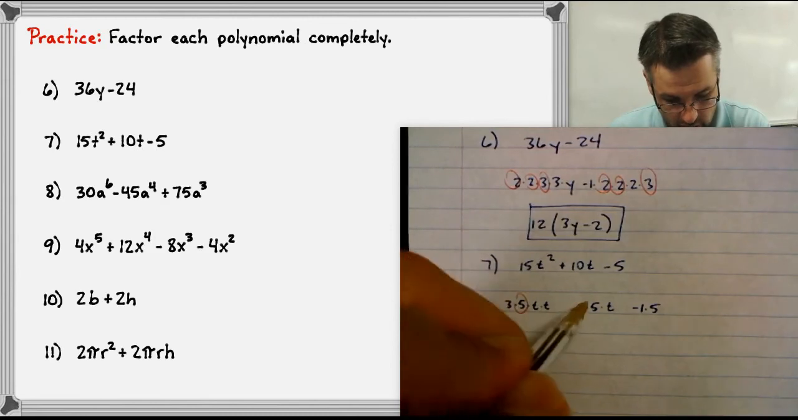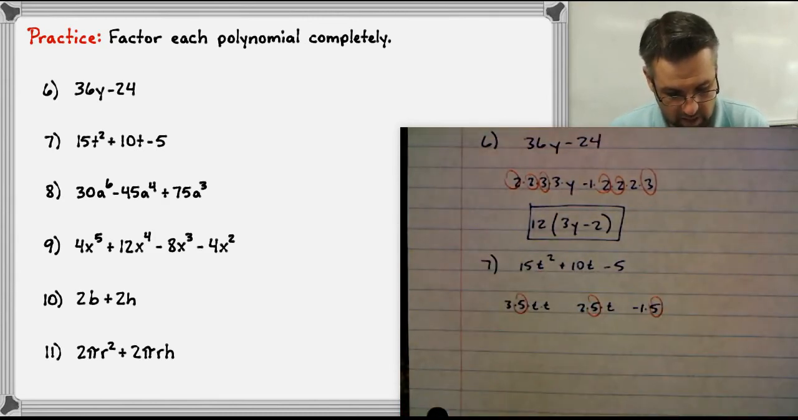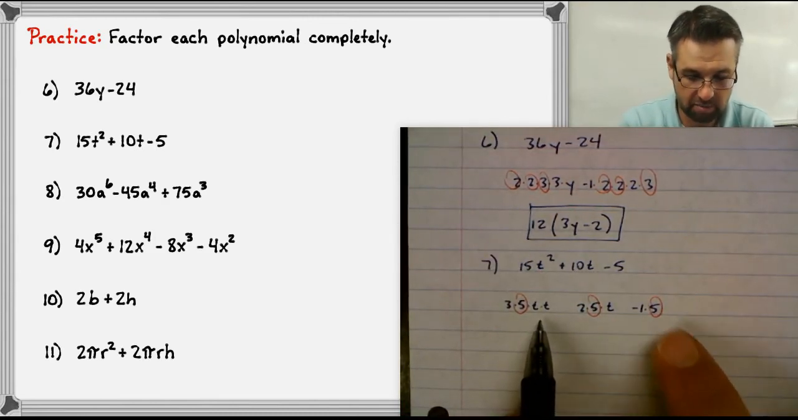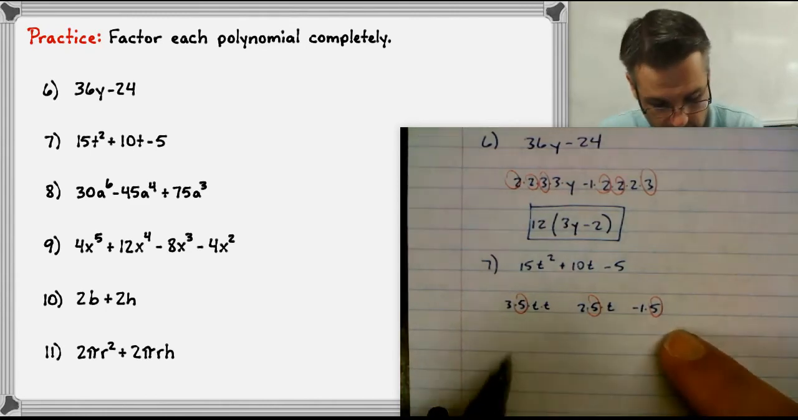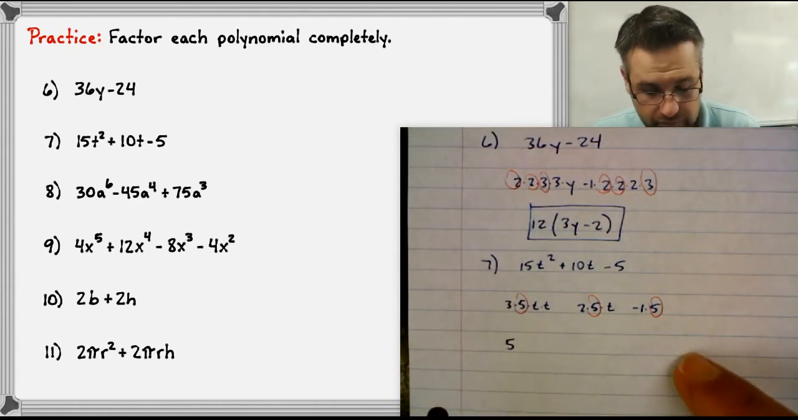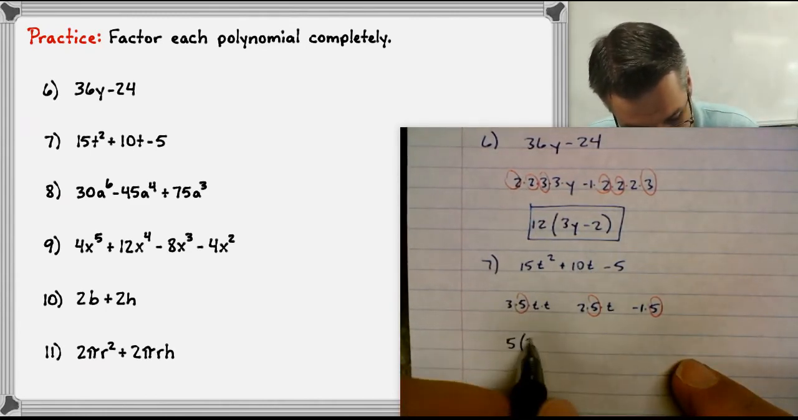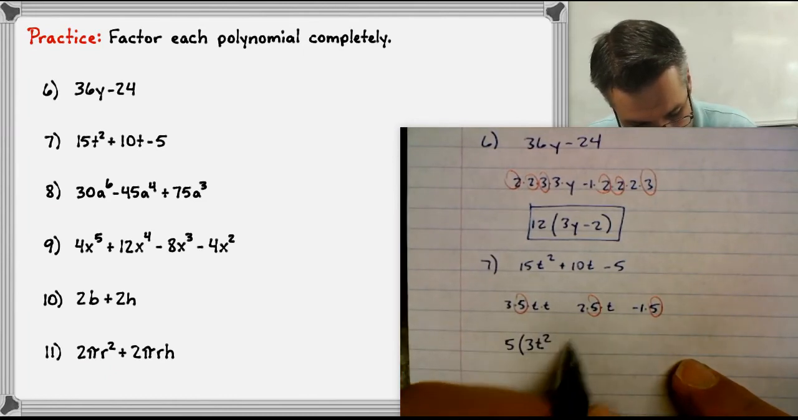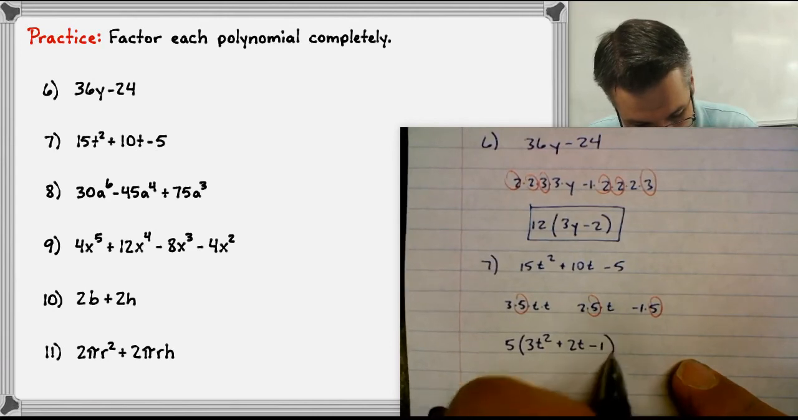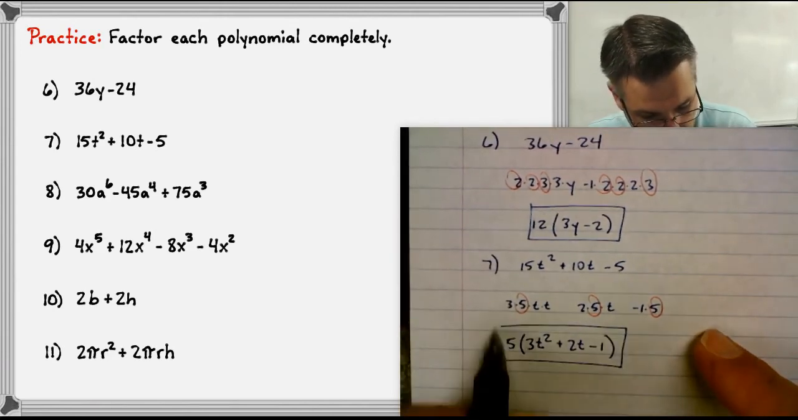What do they have in common? Well, all three of them have a 5, but not much else. These have t's in common, but since that one doesn't, you can't factor it out. So you're left with 5. And then left over here is going to be 3t squared. Here it's going to be plus 2t. And here it's going to be minus 1. And that is our factored form there. Again, we could distribute to check our work.